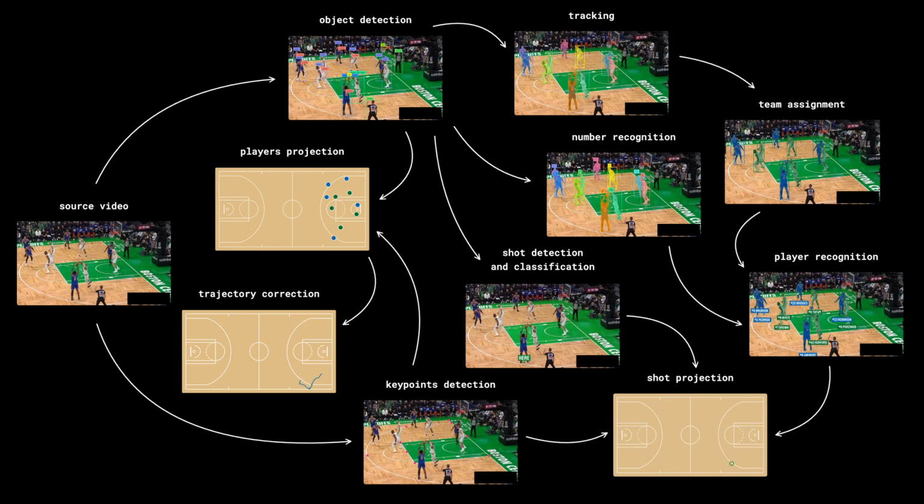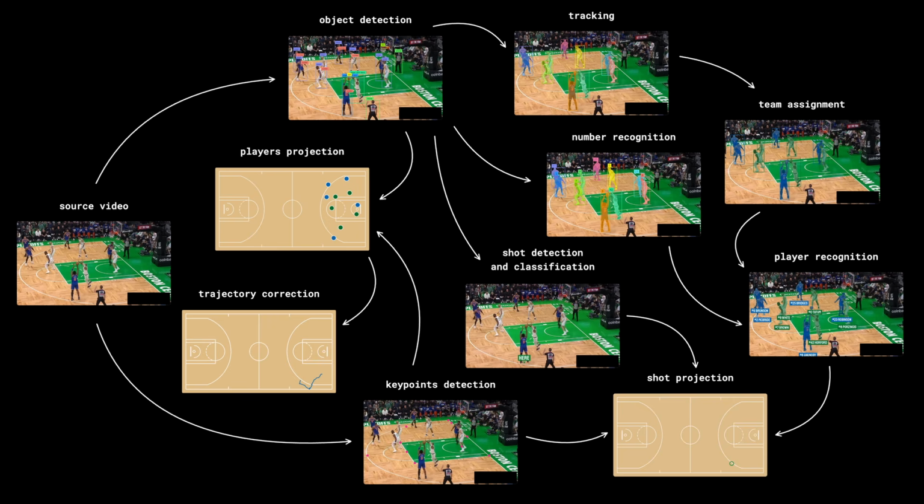Basketball is tough for vision. Players move fast, overlap often, and jersey numbers are small, blurred, and frequently occluded. To handle this, we combine several state-of-the-art open-source models into a single pipeline. Our goal is to build a complete system that identifies every player, knows their team, tracks their movements, and automatically classifies the result of every shot.